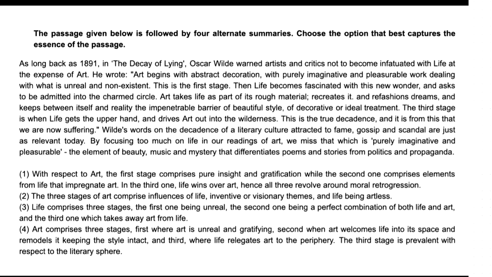So here we have a passage given below, followed by four alternative summaries. We need to choose the option that best captures the essence of the passage. So it's a summary based question. In a summary based question, we need to follow different ideas, tricks, or strategies to draw the suitable answer option from the choices.